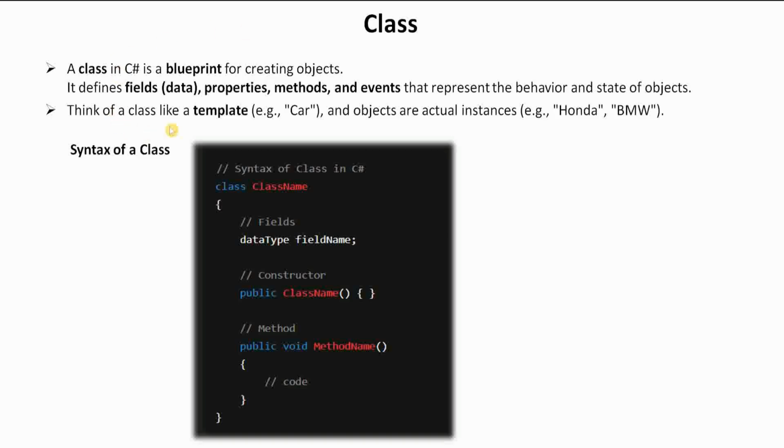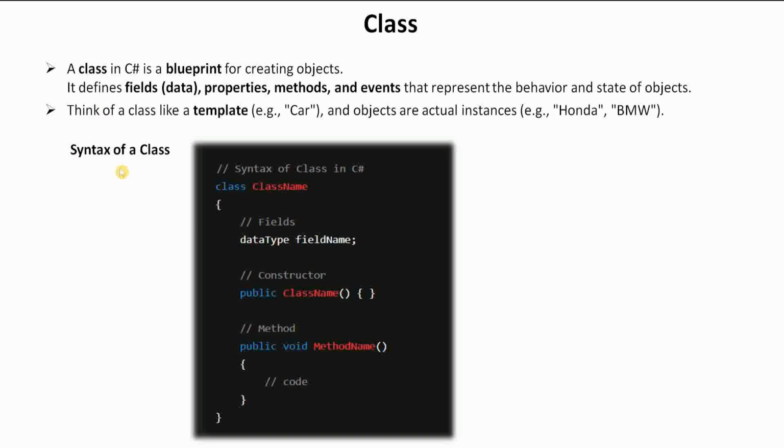Think of a class like a template, for example a car, and objects are actual instances, for example Honda and BMW. Suppose a class is a template. We provide any fields, any methods, any constructor we can provide into that. And if we want to use that template, then we can provide the fields and then we can display all these values and use them to our requirements.